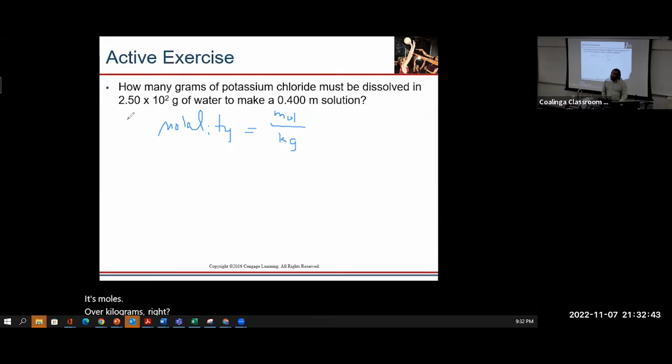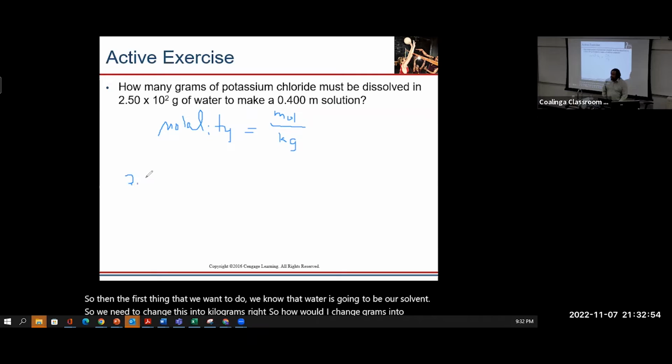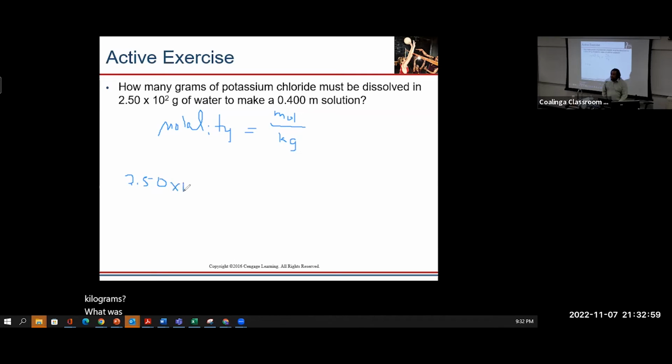So the first thing that we want to do, we know that water is going to be our solvent. So we need to change this into kilograms, right? So how would I change grams into kilograms? Divided by 1,000.